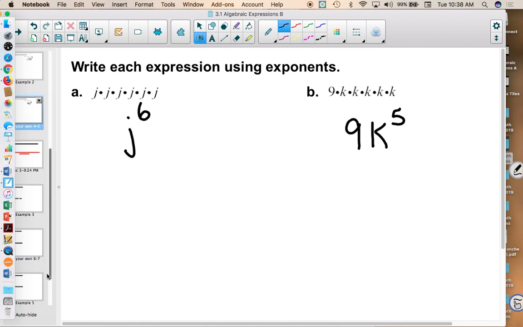Could you do J or 1J to the 6th power? Could I put 1J to the 6th? I could, but do I need to? Because the multiplication property of identity says 1 times any number is that number. So I don't have to put the 1 there.